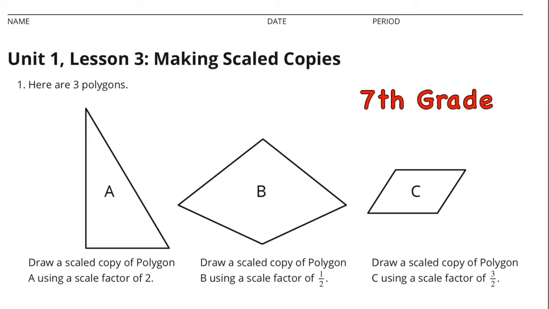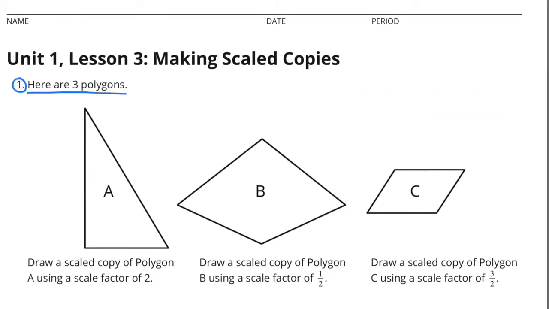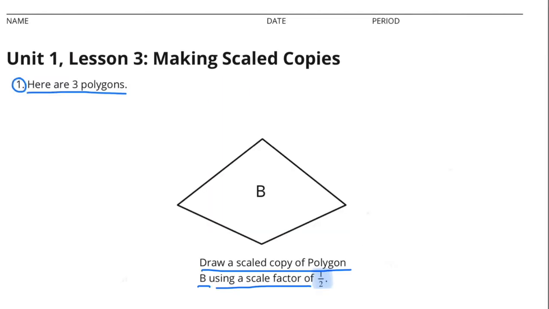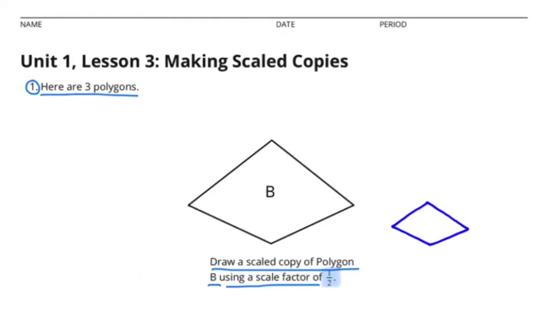Unit 1, Lesson 3, Making Scaled Copies. Number 1. Here are three polygons. Draw a scaled copy of polygon A using a scale factor of 2. The copy I've drawn has twice the width and twice the height. Draw a scaled copy of polygon B using a scale factor of 1/2. This scaled copy has half the width and half the height.